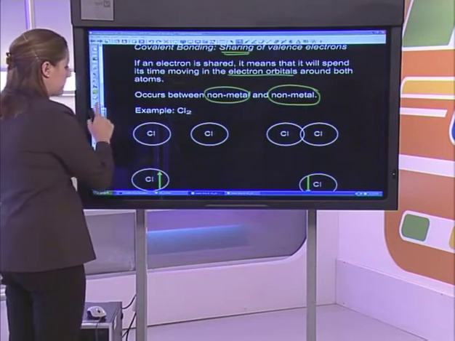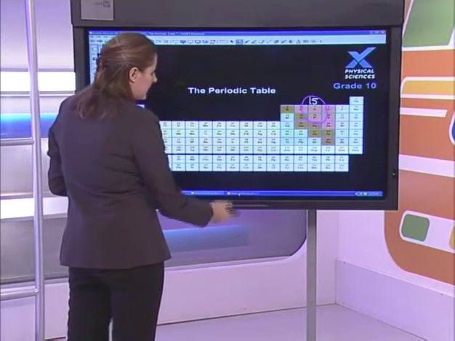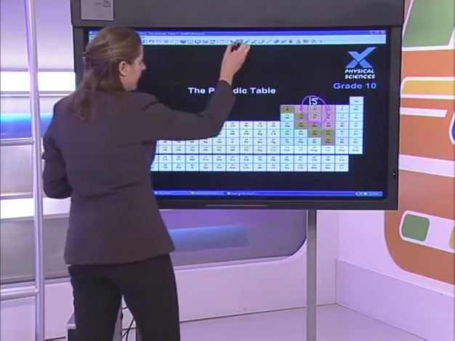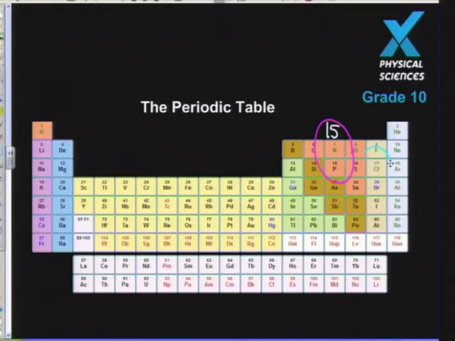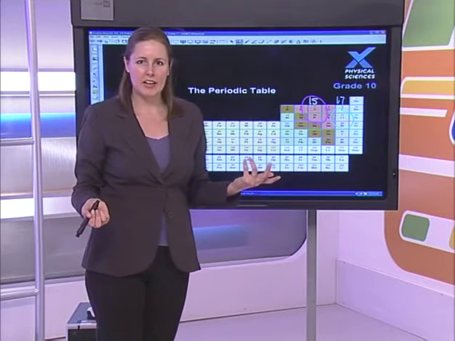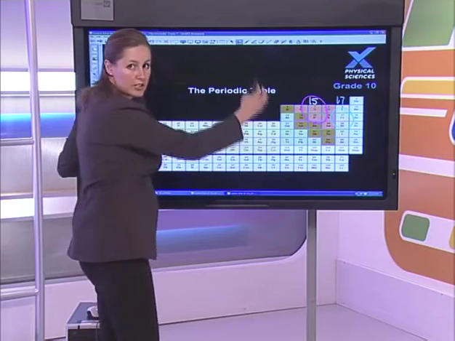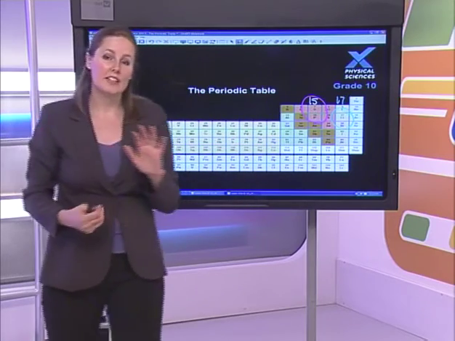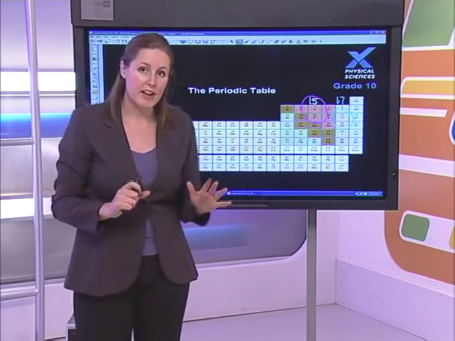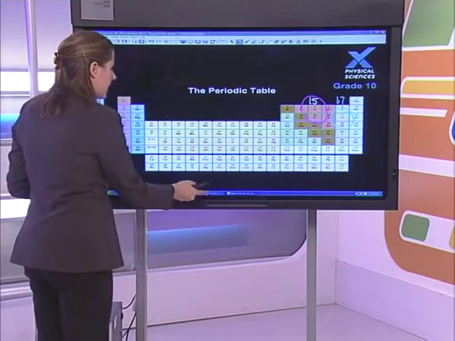Notice chlorine on the periodic table. We'll go and find it quickly. Chlorine is over here, right at the end. It's in group 17. So how many valence electrons must it have? Well, 17 minus the 10 from the transition elements is going to give me a total number of 7 valence electrons. So let's go and draw those in.